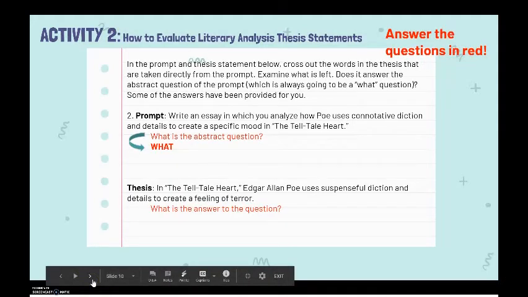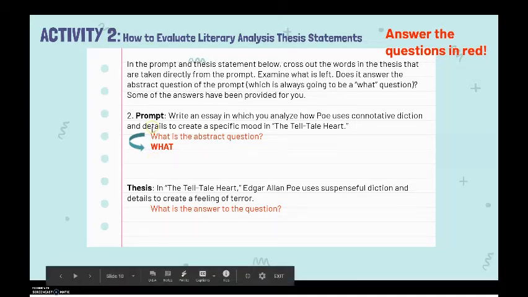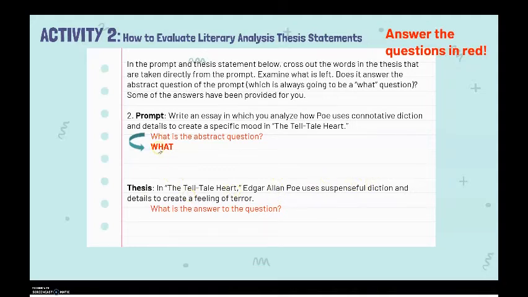All right, I do want you to try with this one. So you're doing the same thing. You're going to read the prompt and then read the thesis, mark out any words in the thesis statement that you found in the prompt, and then answer the questions that are in red.